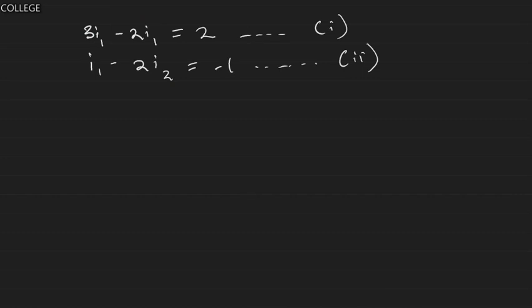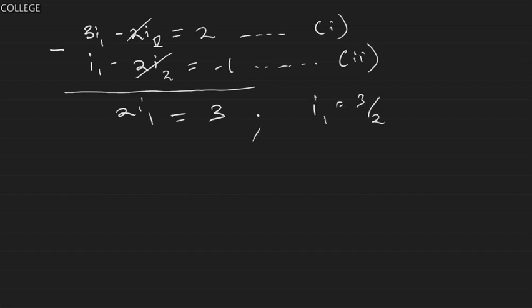So let's solve equation 1 and equation 2 simultaneously. All we need is to eliminate i2 by subtracting equation 2 from equation 1. So we have 2i1, this will cancel out, equal to 3. So we have i1 to be 3 over 2, which is equal to 1.5 ampere.